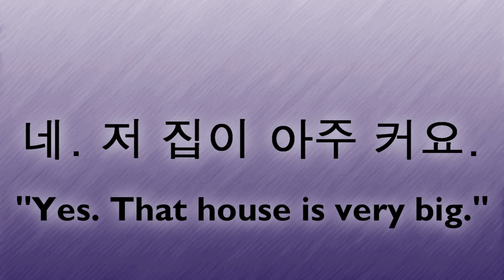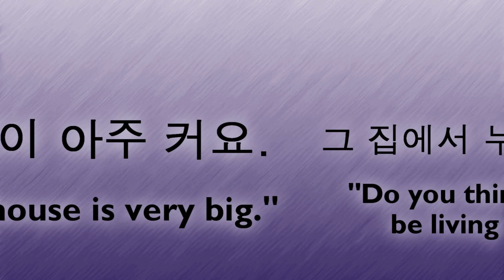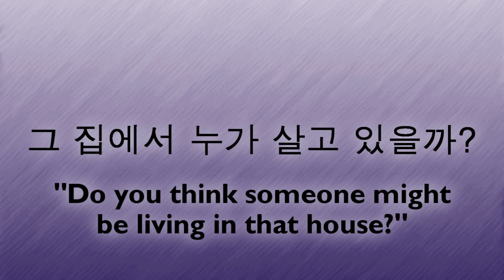However, if the listener and the speaker started to walk away from the house and stopped looking at it, the next sentence could look like this. 그 집에서 누가 살고 있을까? Do you think someone might be living in that house? Notice that the speaker switched to 그 because even though the house is still far away from both of them, it's no longer something they're looking at. If you were to stop walking away from the house and turn to face it again, you'd once again switch to using 저 instead of 그.